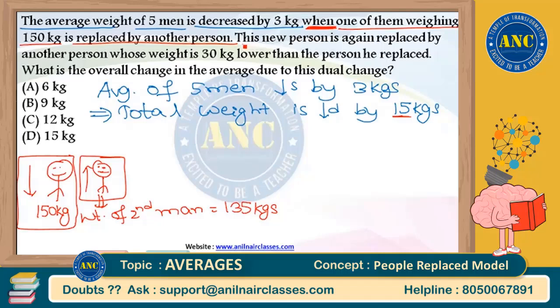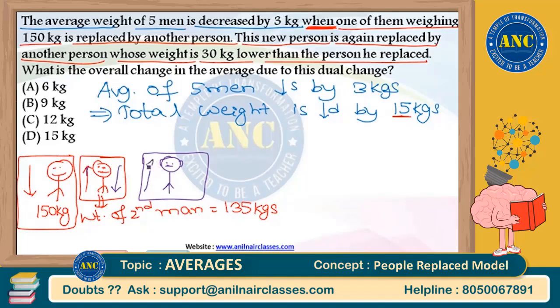Now read the next statement. This new person is again replaced by another person whose weight is 30 kg lower than the person he replaced. That means, can I again say that this person also will leave the class because of some dissatisfaction. Another person, the third person, will join the class, and the weight of the third person is given in the question as 30 kgs lower than the person he replaced. That means second person is 135, third person is 30 less than 135.